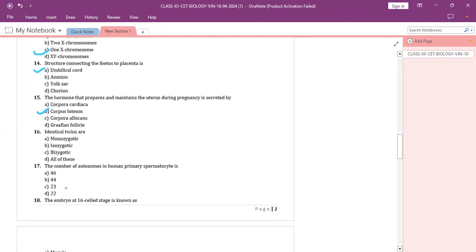Identical twins are A. Monozygotic, B. Isozygotic, C. Bizygotic, D. All of this. The option is definitely the first one, which is A, monozygotic. What do we mean by monozygotic?